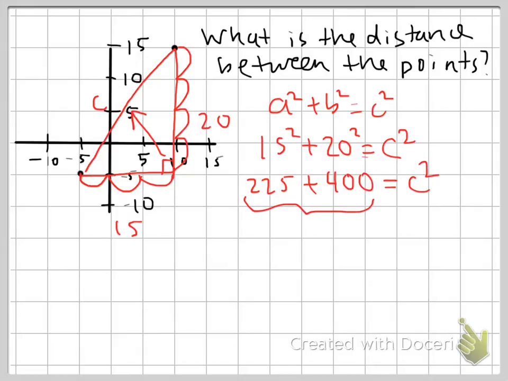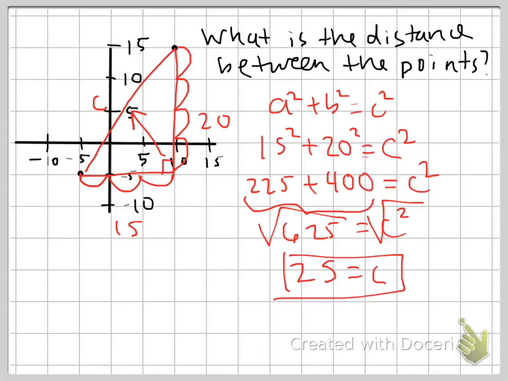Again, I just add my numbers on this side here. So I would have 400 plus 225 is 625. My last step is to undo the squaring on the c by square rooting. The square root of 625 equals 25 exactly. So my length of c in this particular diagram is 25.